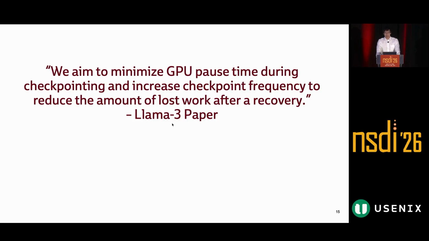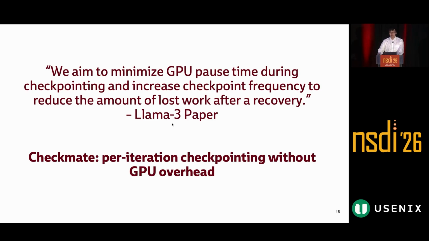Here's a quote from the Llama 3 paper regarding a future task, where their aim is to minimize GPU pause during checkpointing while increasing checkpointing frequency. Checkmate, our system, breaks this trade-off by providing a new approach leveraging the network to enable frequent and low overhead checkpointing. Our goal here is to achieve the theoretical best case, which is a checkpoint per iteration with 0 GPU overhead. And this is what our system Checkmate actually provides. Let me show you how we do it.